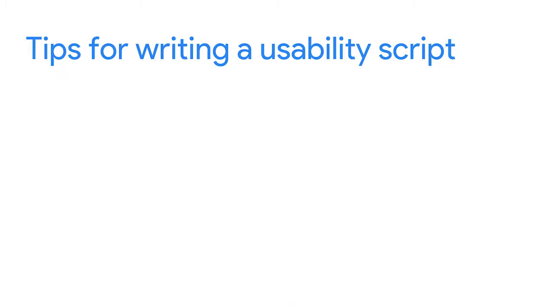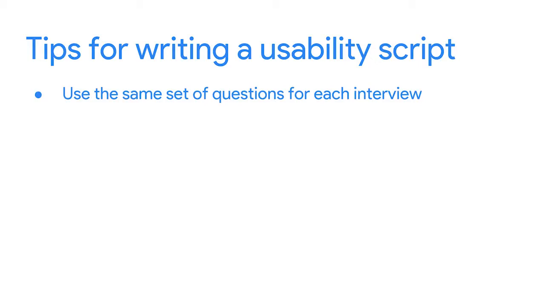With this in mind, here are some tips for writing interview questions. First and foremost, use the same set of questions for each interview. Usually, usability studies focus on one person at a time, and you want your conversations with each person to be about the same product features. For your user interviews to be consistent, you need to use the same base set of questions every time. Don't improvise or ask random questions to different participants.